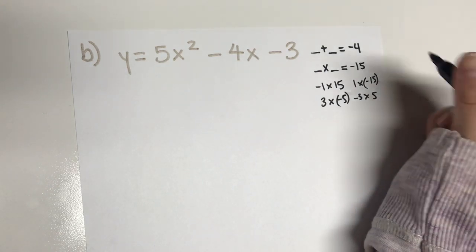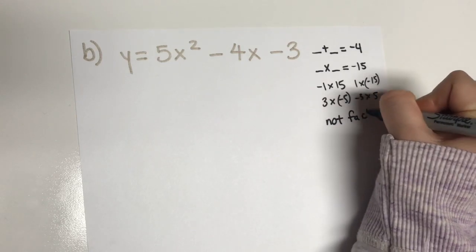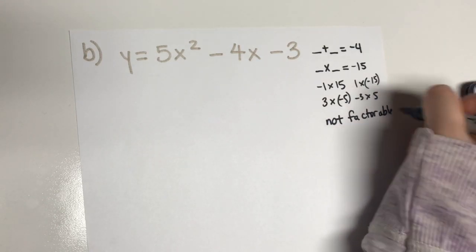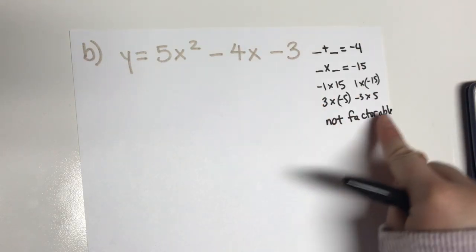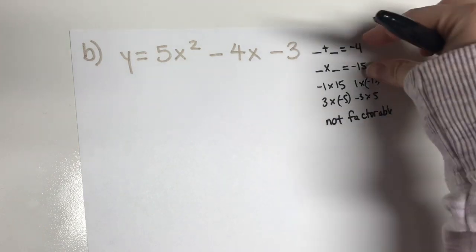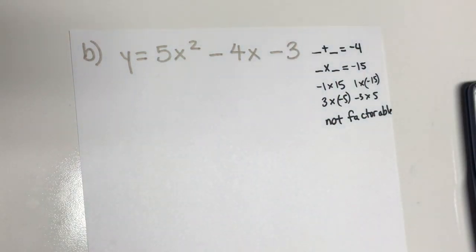That doesn't work. So that means I can't factor it. I'm going to need to use the quadratic formula again. You don't need to write this part out. If you look at it and you can see it's not factorable, you can jump right into the quadratic formula. This is just for me to show you.